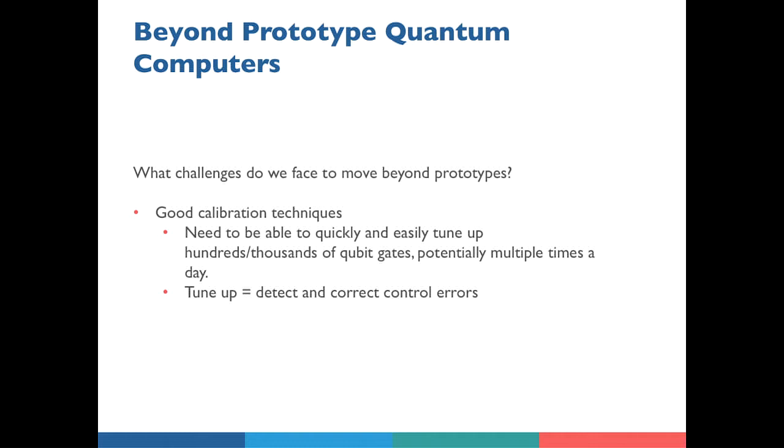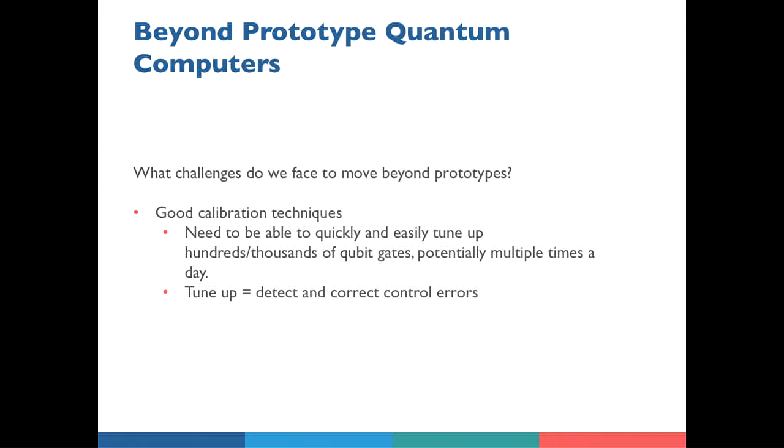So when I say tune up this calibration procedure, what I mean by that is we need to be able to detect and correct. In particular, what I'm interested in are control errors. There are always going to be some errors that we cannot control in our system. That's why we have fault-tolerant quantum computing. We expect that there will always be errors that we can't deal with. But a lot of the errors that are occurring in our system are due to our own control, that we are trying to address these quantum systems and we're not doing it correctly. But if we could better address these systems, if we had more precise control, then we could improve our gates.